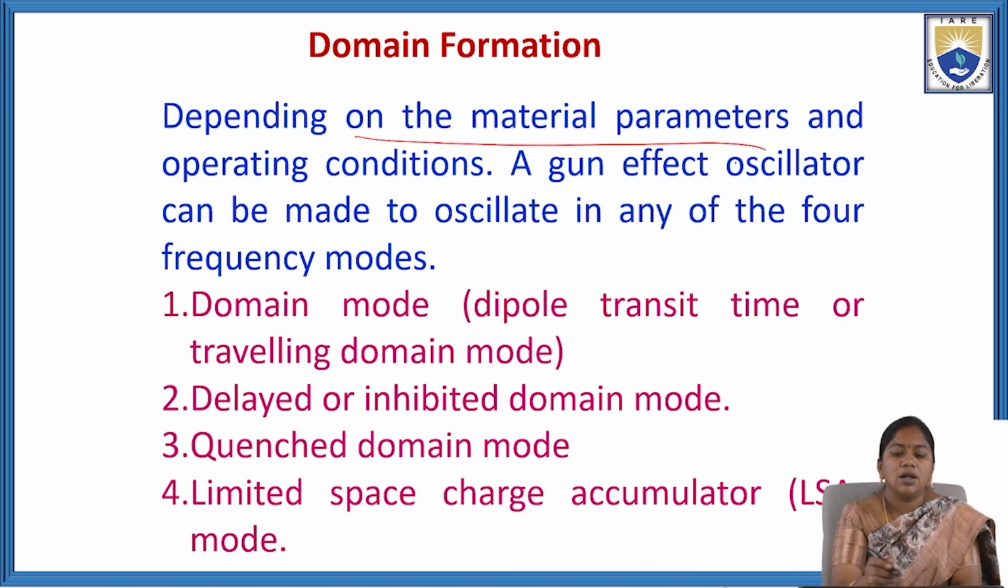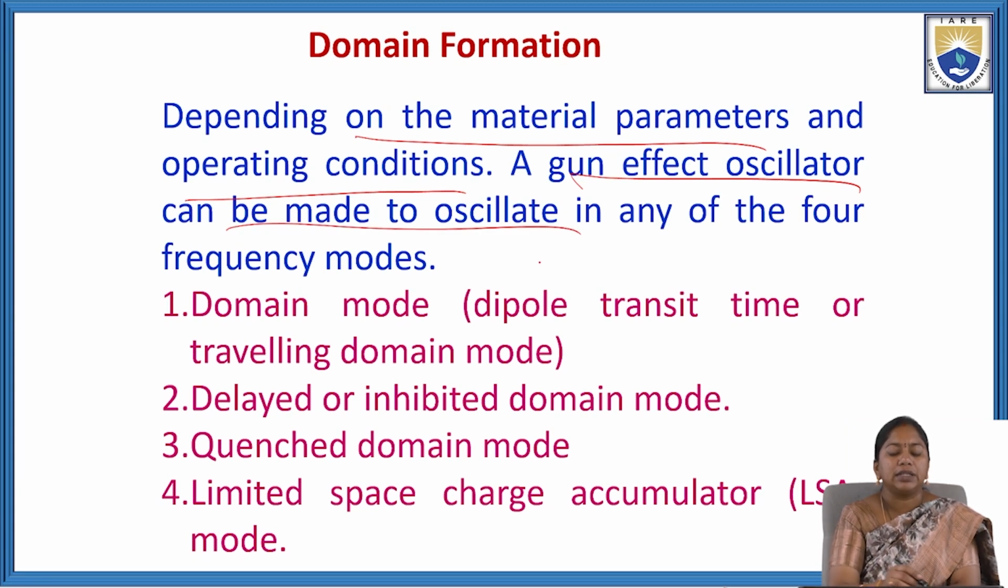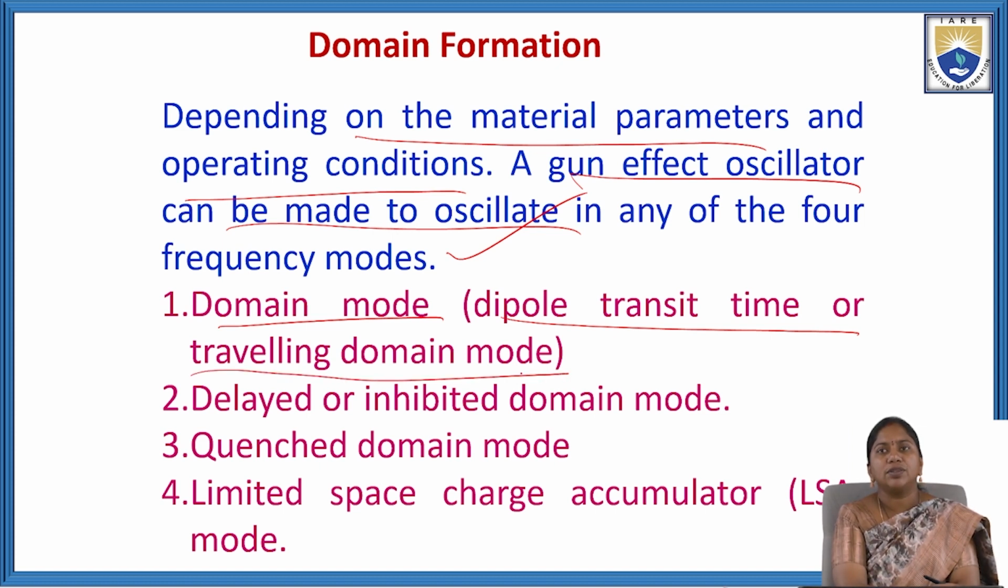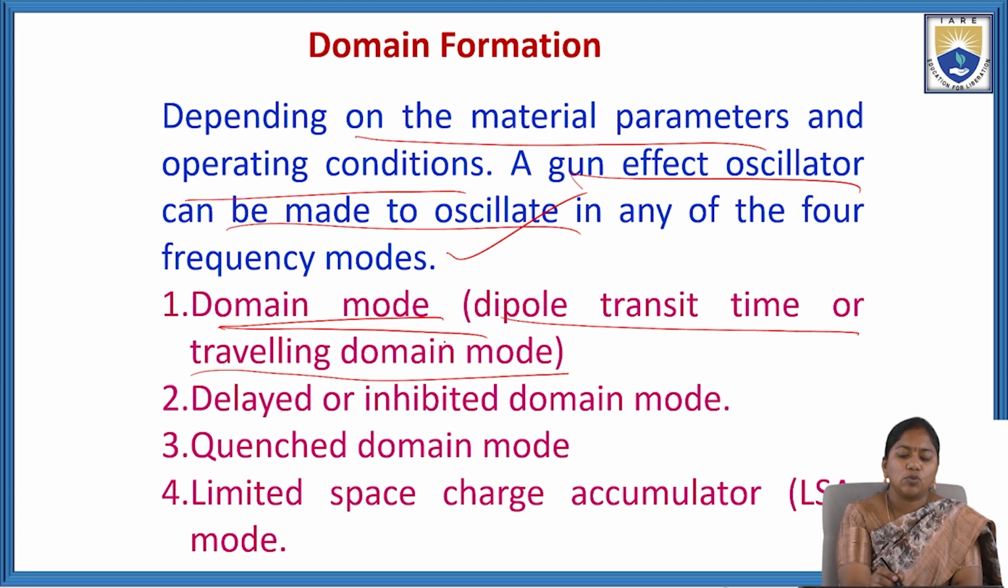Depending on the material parameters and operating conditions, a Gunn effect oscillator can be made to oscillate in any one of four frequency modes. First one is the domain mode. Domain mode means dipole transit time or traveling domain mode. Transit time means the dipole is traveling from cathode to anode. That time is known as the transit time.